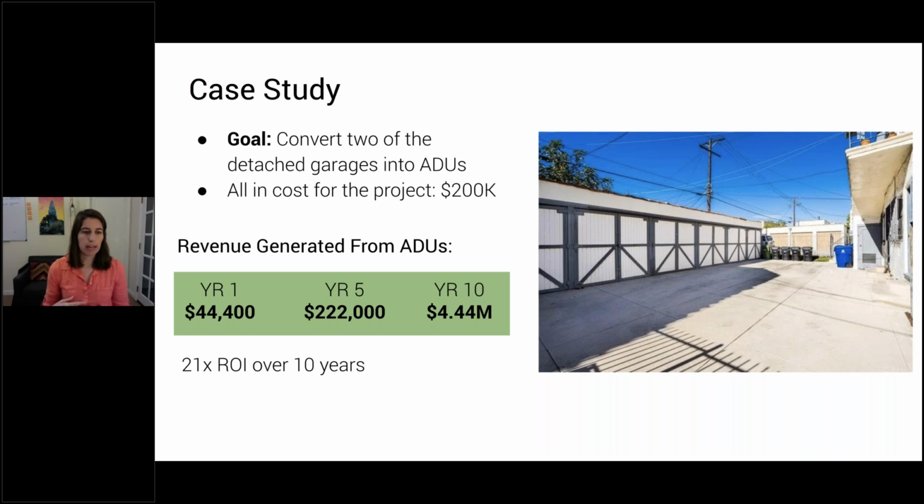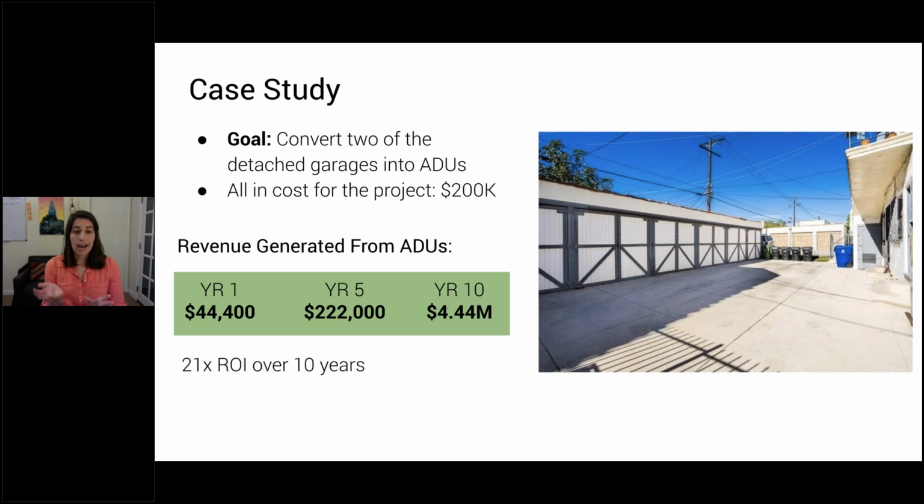The revenue generated from adding these 2 units in year 1 would be about $44,000. And by year 10, they would have generated revenue of $4.4 million on the project. So that's a 21 times return over investment over a 10-year period, which is just kind of an insane number.